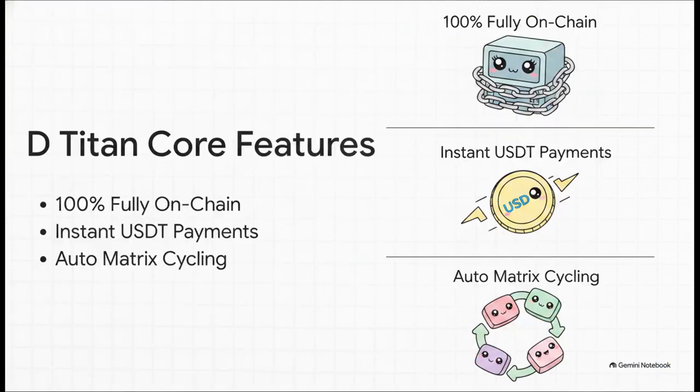Pretty wild, right? Now, according to the platform itself, this architecture gives you 3 core features. First, it's 100% fully on-chain. That means every single activity is recorded publicly on the blockchain for total transparency. Second, it features instant USDT payments. Since it's a smart contract, the second conditions are met, boom, payments are processed immediately without any manual intervention. And third, it uses automatic matrix cycling. Basically, once a specific cycle is wrapped up, the system automatically pushes the user into the next cycle so the process can, theoretically, just keep running seamlessly.